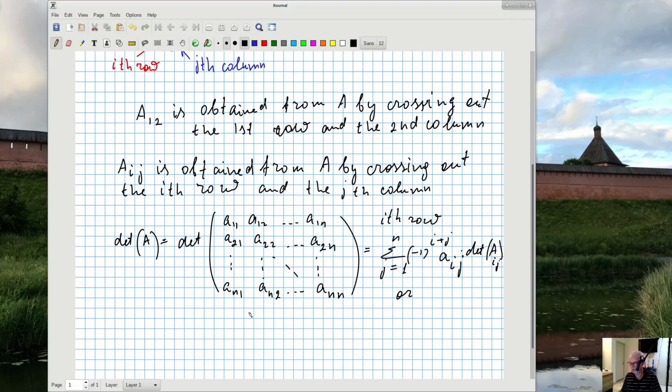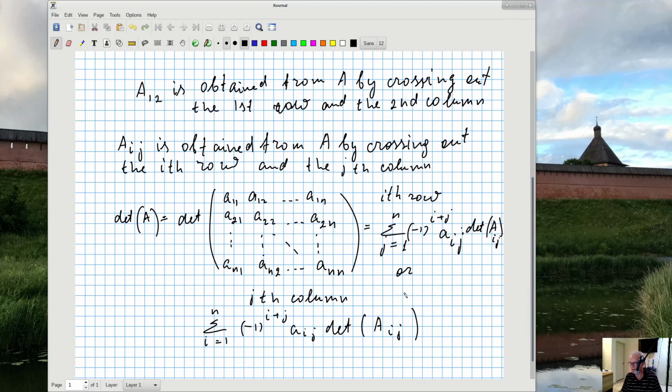Or I can do the same calculation with the jth column. If I choose the jth column, then my determinant can be calculated as this sum. Now i is moving from 1 to n, and the rest basically looks exactly the same. And that's the formula for the determinant. And it's called the Laplace rule.